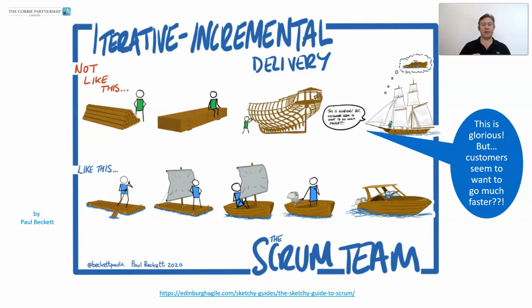With the iterative incremental approach then, with the blue guys here in this diagram, what we're doing is we're getting something on the water as fast as we can so that we provide some value. Users can get onto that raft and they can move across a body of water. Again, it's not ideal, but at least they have something that they can give us feedback on. So we can add a sail, we can make it more comfortable and so forth.